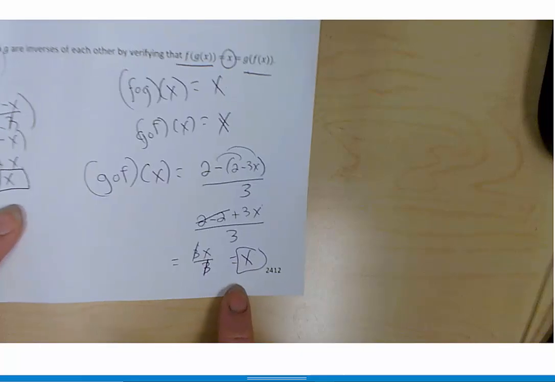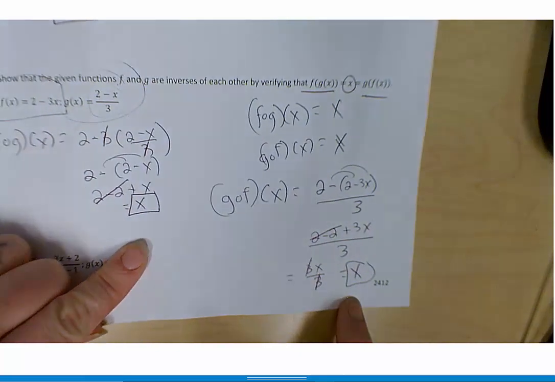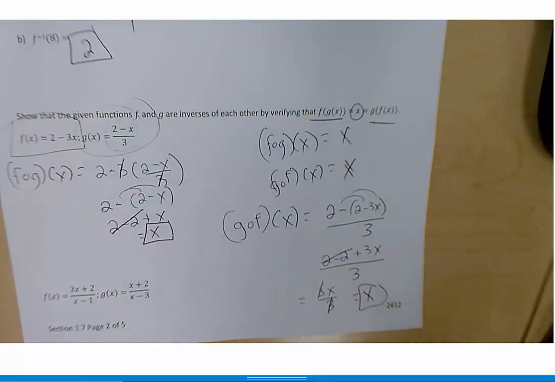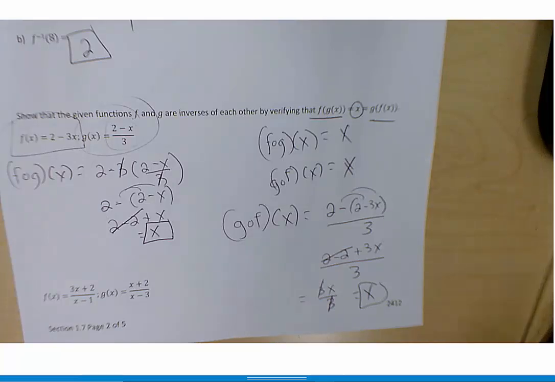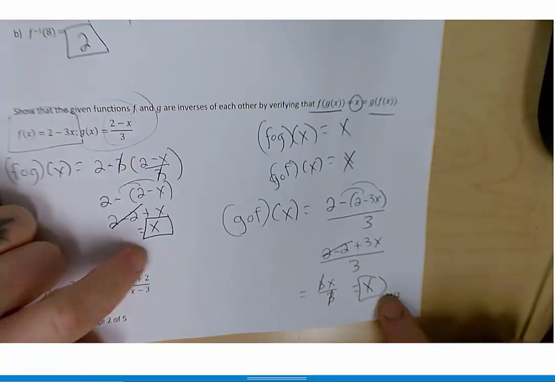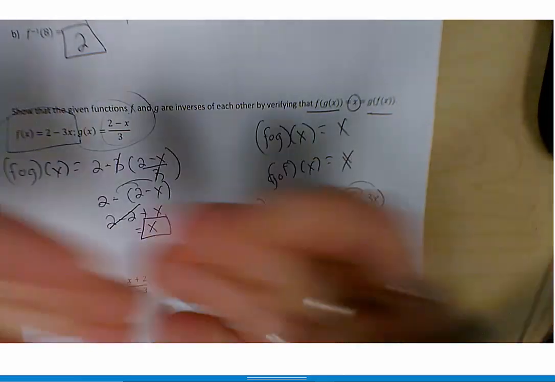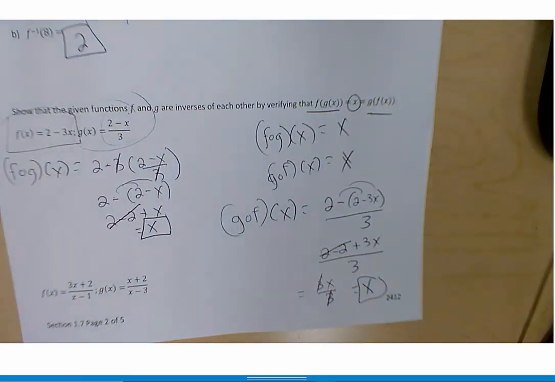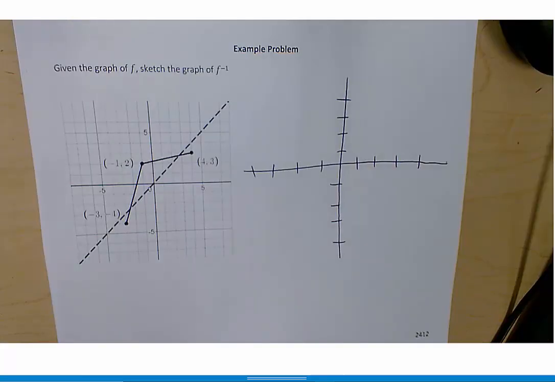Since we got an x for both compositions here, that proves that these two functions are inverses of each other. So essentially, this is one of those problems where the work is what's answering the question. We got an x here, we got an x here. That work, those resulting x's, proves that yes, these are inverses of each other.